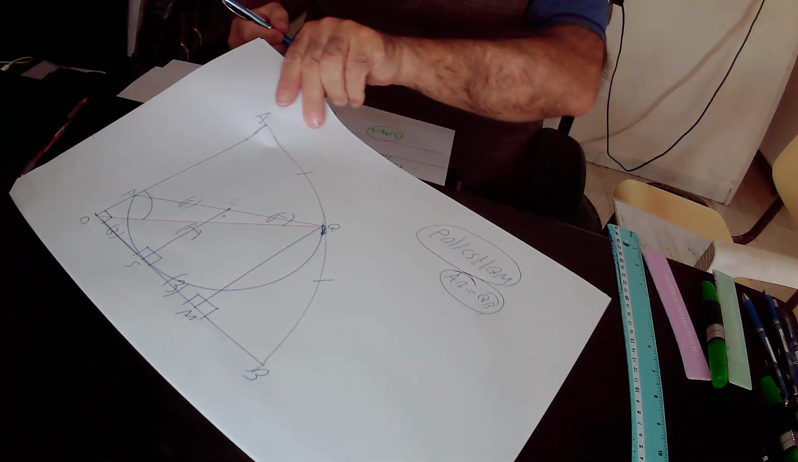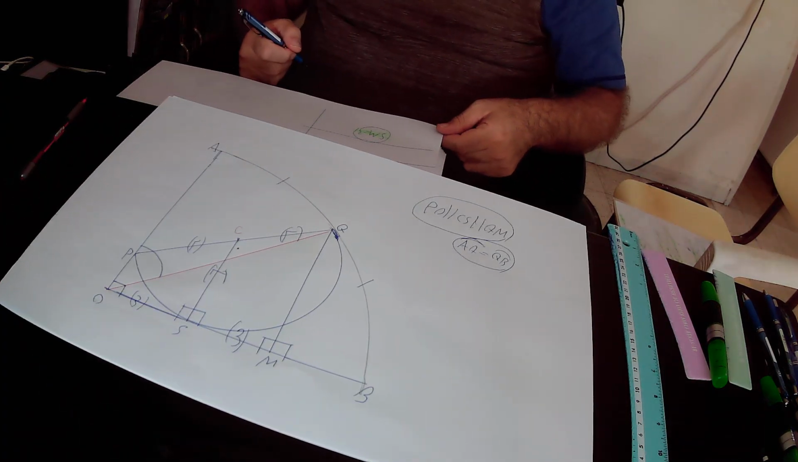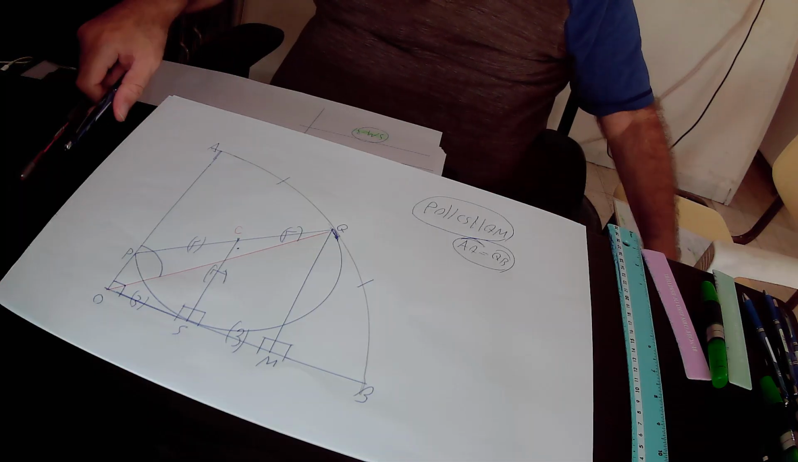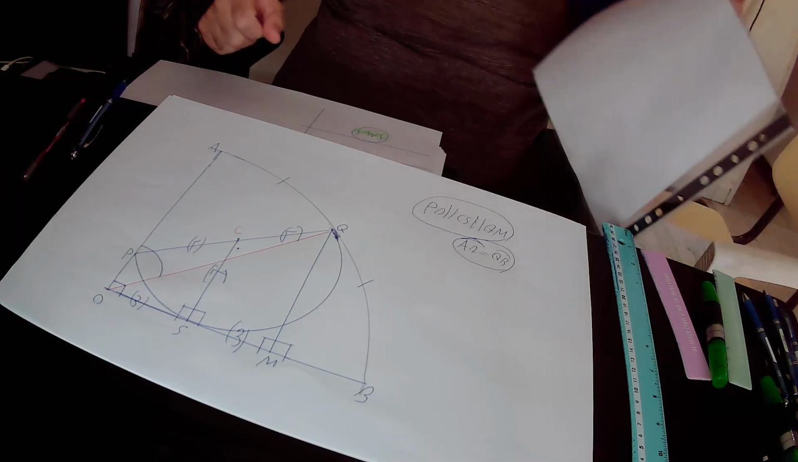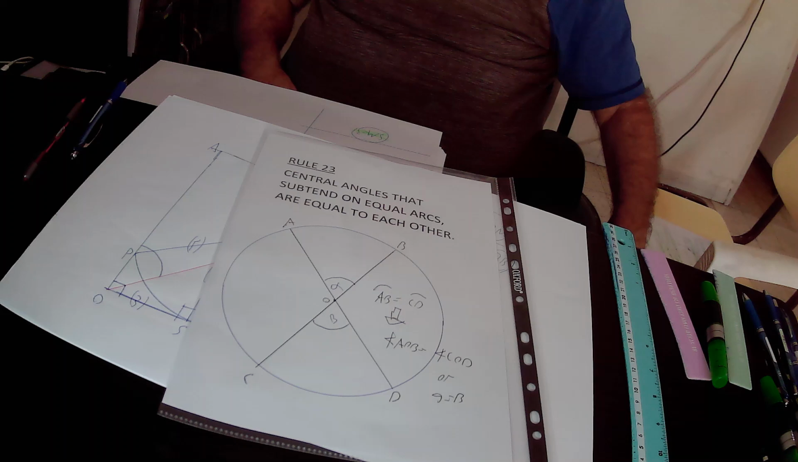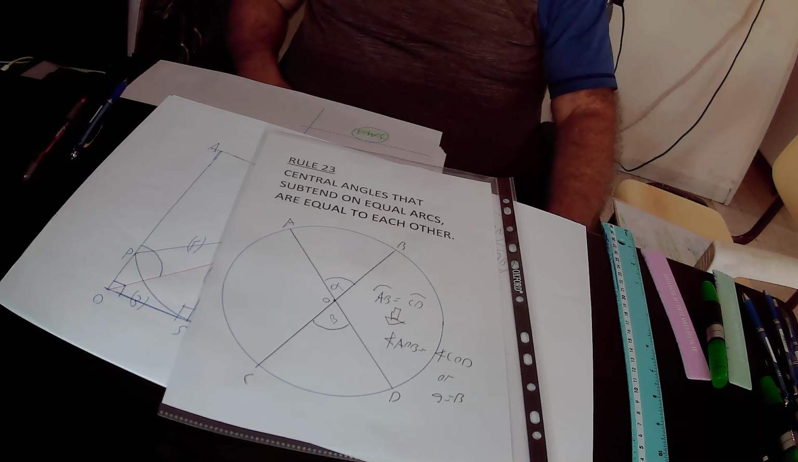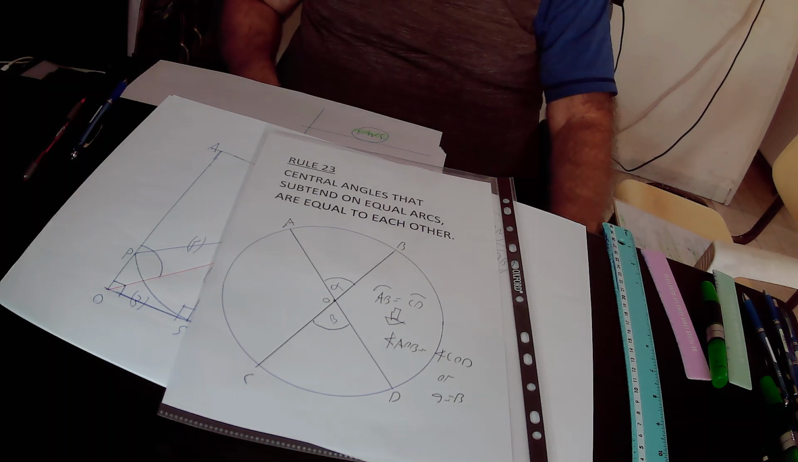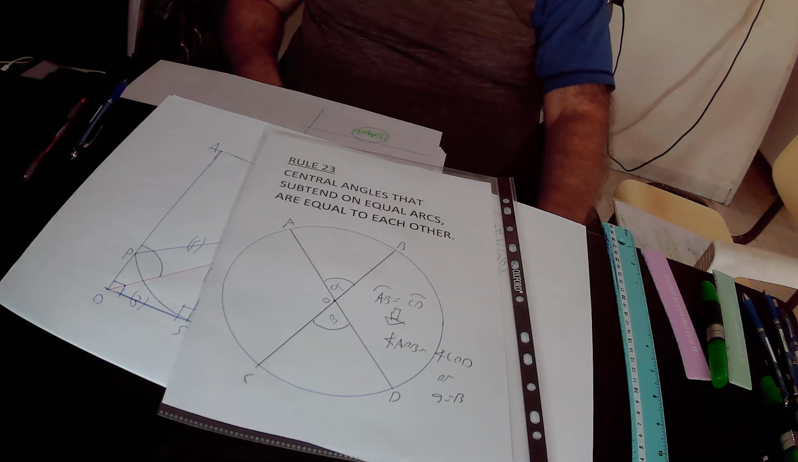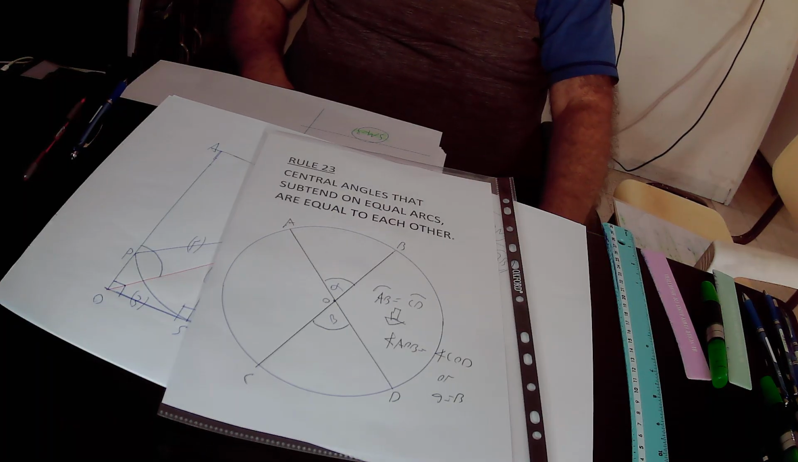So here we can implement Rule 23 in our drawing. Okay, click on Rule 23. According to Rule 23, center angles that subtend on equal arcs are equal to each other in their sizes.